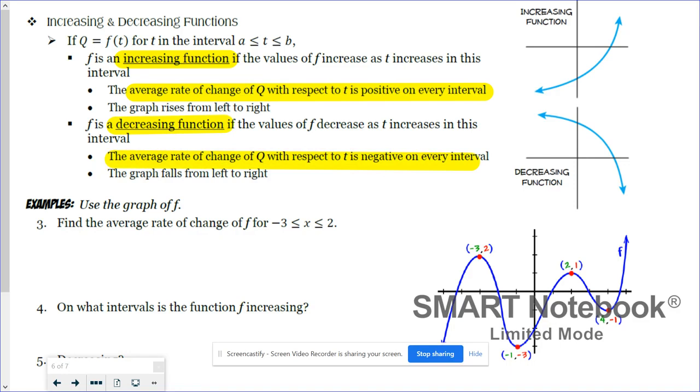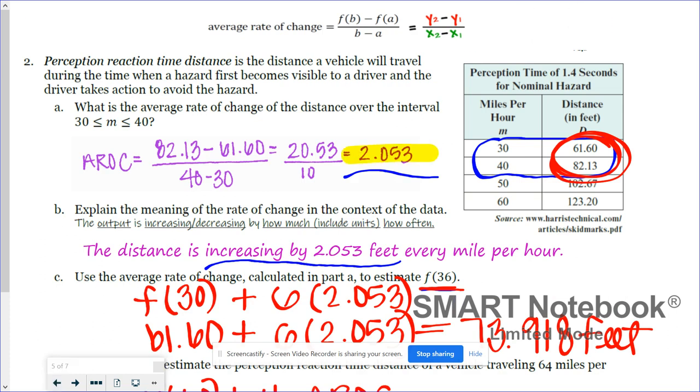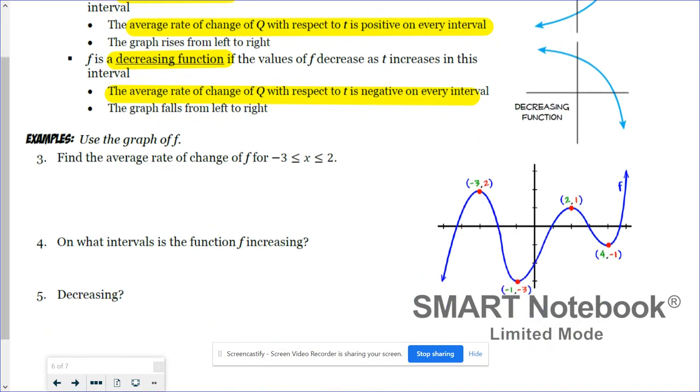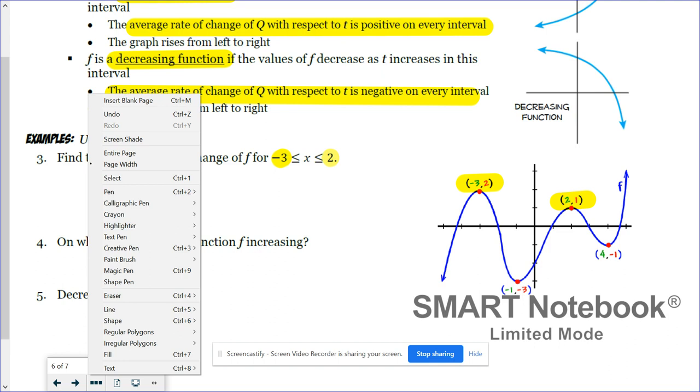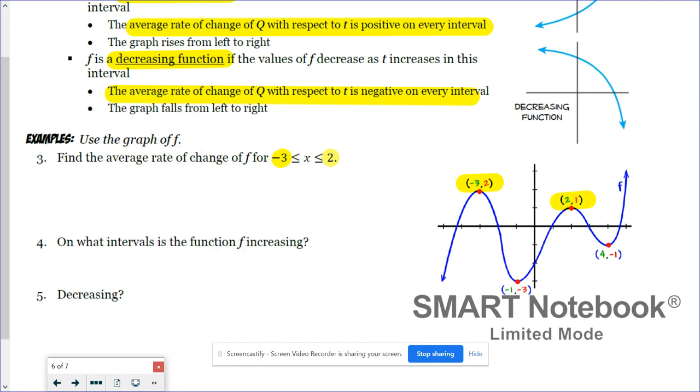Okay, so that's why in the previous problem, when I calculated a positive average rate of change, I said that the distance was increasing because the average rate of change was positive. Okay, so in problem number 3, it says find the average rate of change of f for -3 ≤ x ≤ 2. So this is an x value, -3. It corresponds to the point (-3, 2). The x value of 2 corresponds to the point (2, 1). So I want to use those 2 points when I calculate my average rate of change.